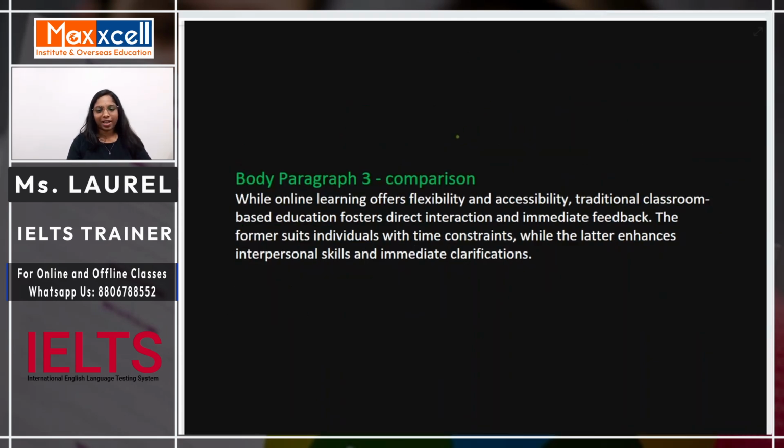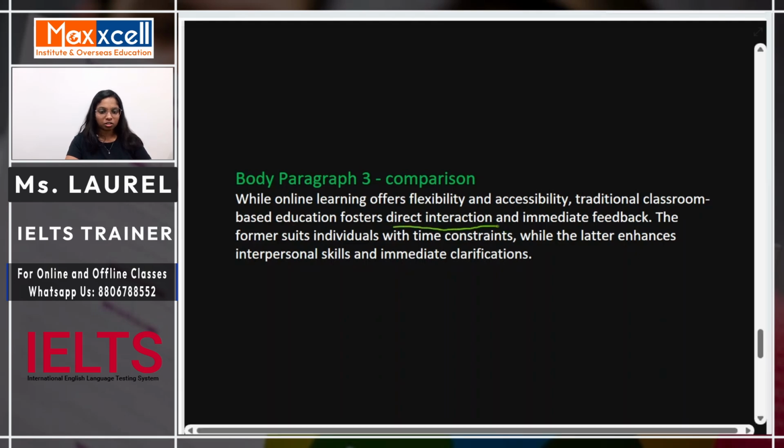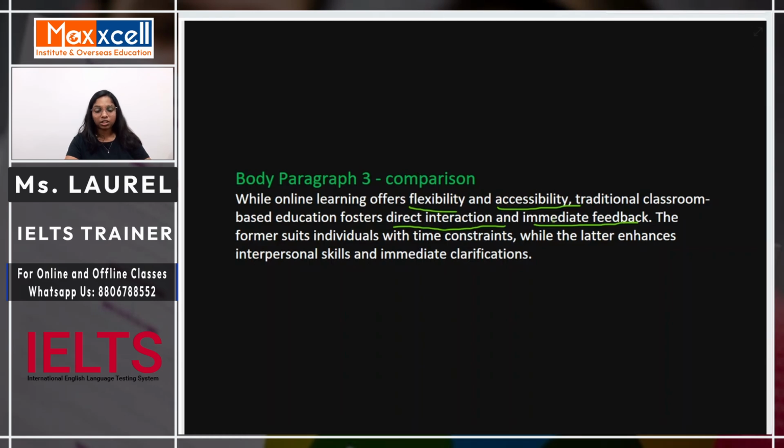Now we'll move to body paragraph 3, which is the comparison paragraph. While online learning offers flexibility and accessibility, traditional classroom-based education fosters direct interaction and immediate feedback. Now these are the other things. Now we are comparing both the main points that we have made. So in case of paragraph 1, our main points were flexibility and the second was accessibility. In the disadvantage paragraph, we said that interaction, that is face-to-face interaction, was lacking, and the other was feedback. Correct? So these are the points we are going to place opposite each other here in the comparison paragraph.